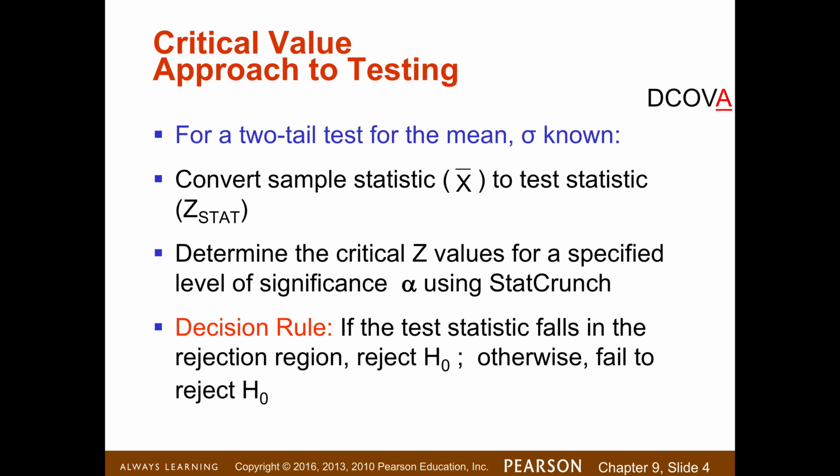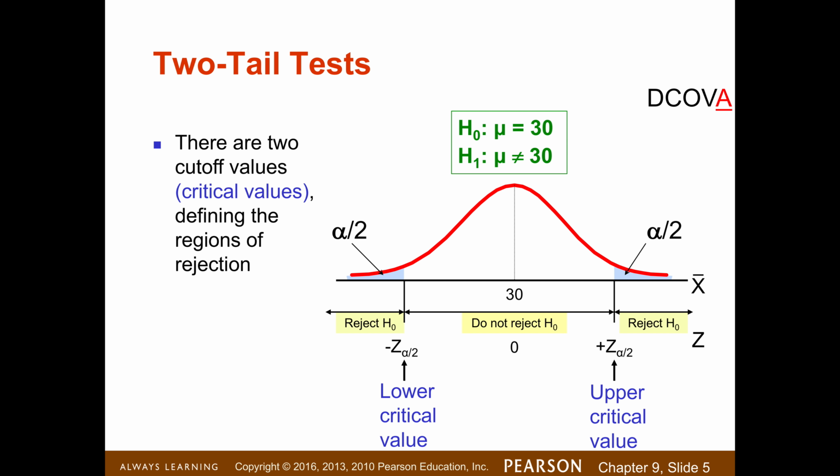So we're going to look first at a critical value approach after getting the test statistic, and then we'll look also at a p-value. For a two-tailed test of the mean, sigma known, convert the sample statistic to our z-stat, like we talked about on the previous screen. Determine the critical values for z based on our specific level of alpha, usually 0.05, using StatCrunch. Our decision rule: if our test statistic falls in the rejection region, we reject H sub O, otherwise we fail to reject H sub O.